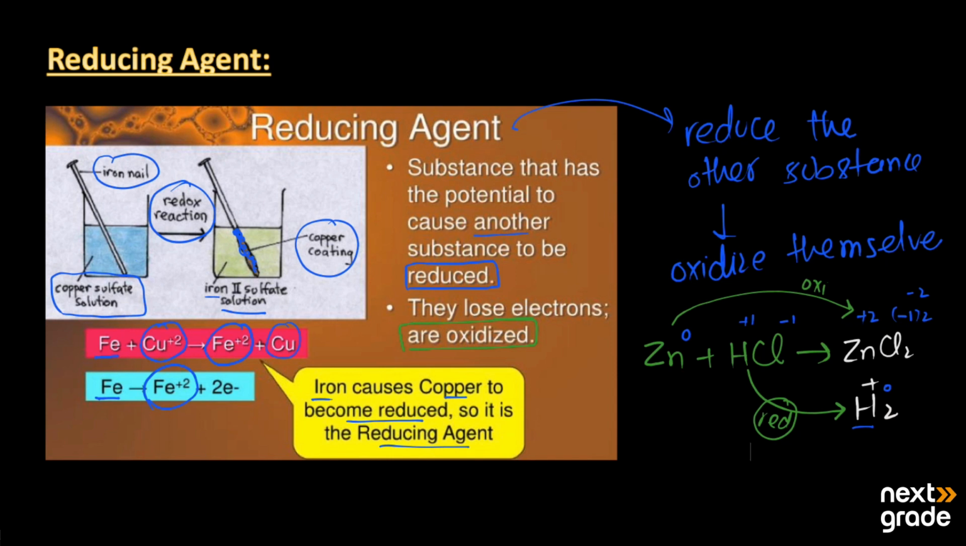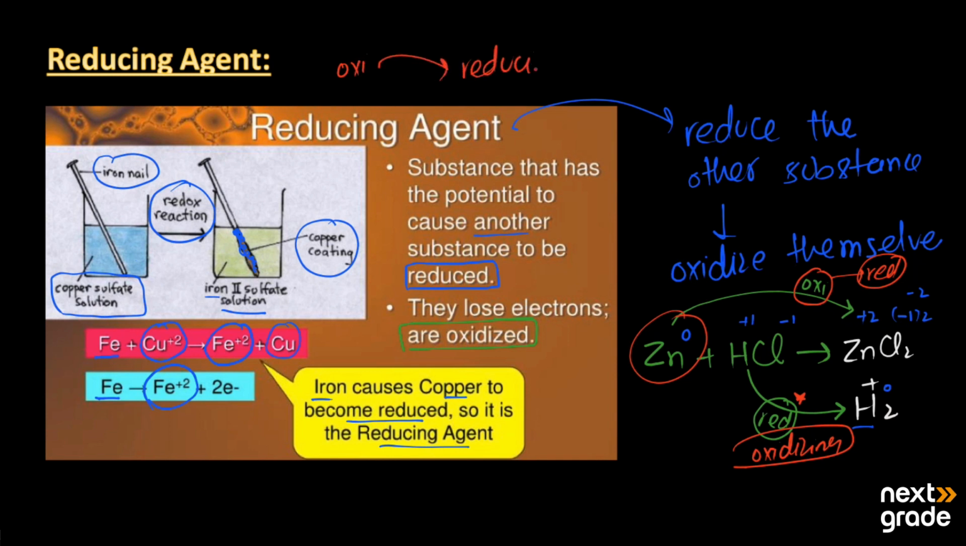So very simply, as the zinc undergoes oxidation, it reduces the other substance, so it acts as a reducing agent. On the other hand, as hydrogen undergoes reduction, it works as an oxidizing agent. You just need to remember that when a substance undergoes oxidation, it works in the reverse manner: it acts as a reducing agent.